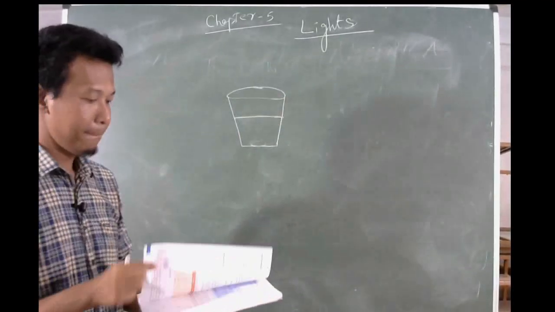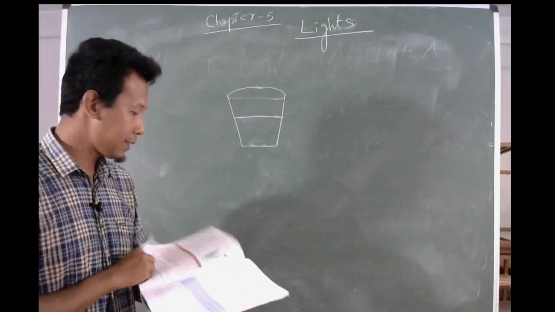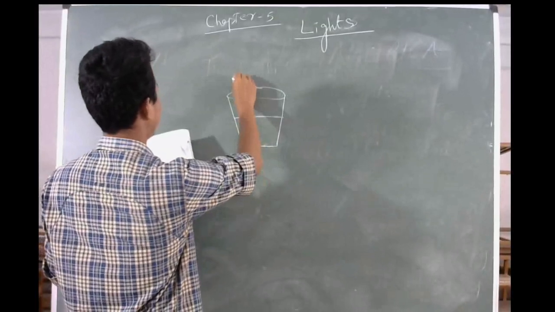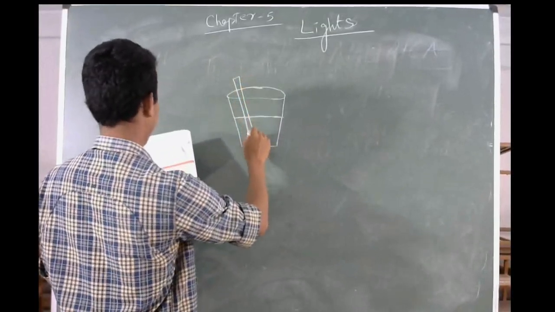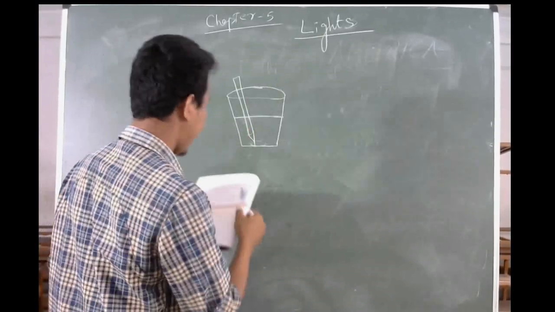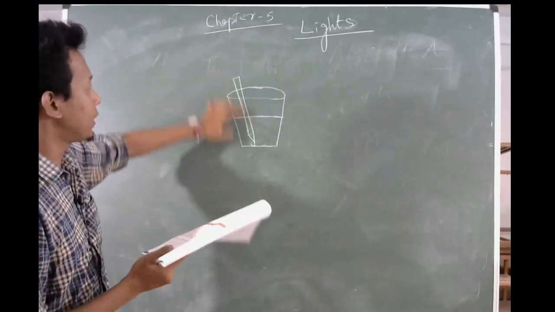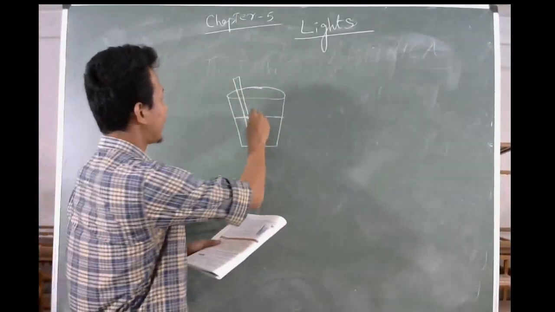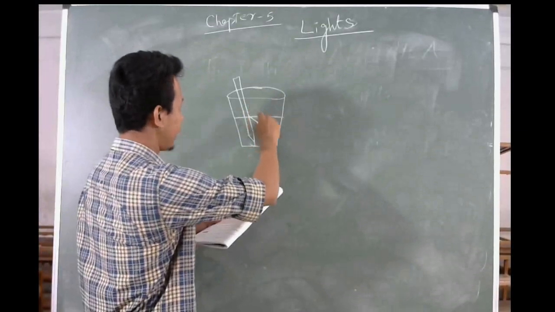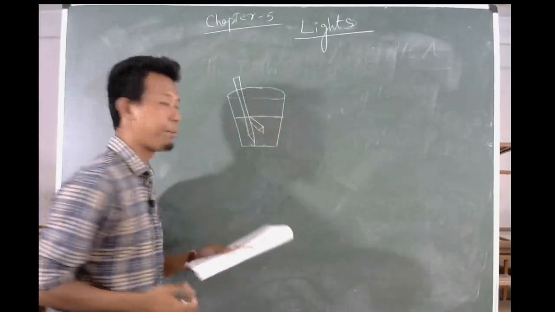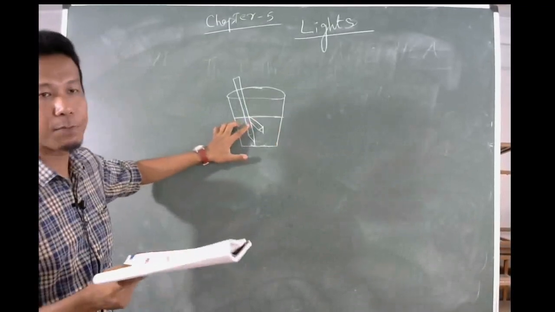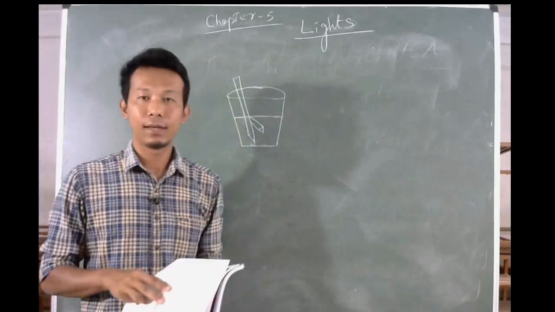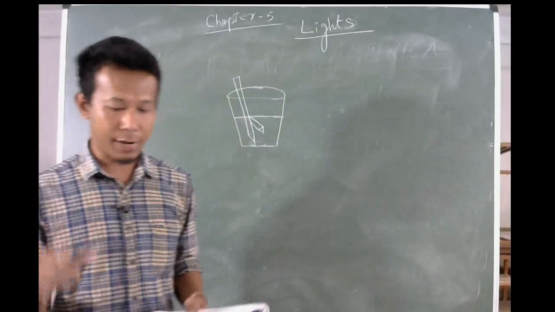You put a pencil in the glass. When you put the pencil in the glass and observe from a distance, you will find that there is a slight bend of the pencil. This bend is because of refraction of light. But when you take the pencil out, you will find that there is no bend. The pencil is straight as it is.